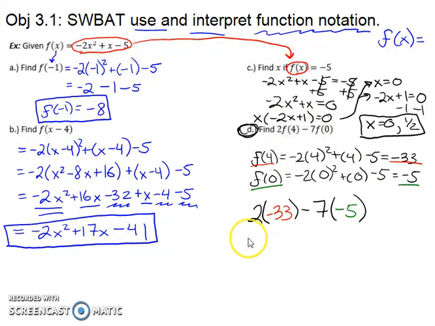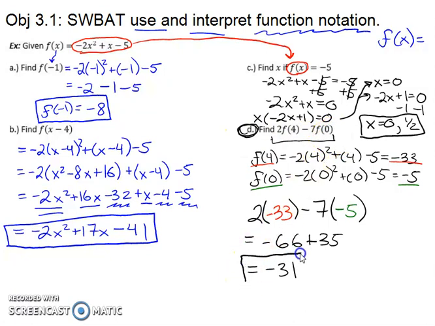So we are almost done with this. We're just going to simplify using order of operations. 2 times negative 33 is negative 66. And negative 7 times negative 5 is positive 35. And negative 66 plus 35 is negative 31. So all of this expression came out to negative 31. So that is it. We have used and interpreted function notation both by finding function values and using function values to find x values.